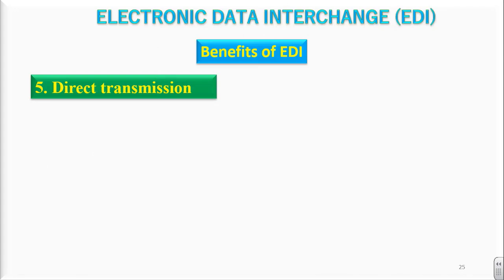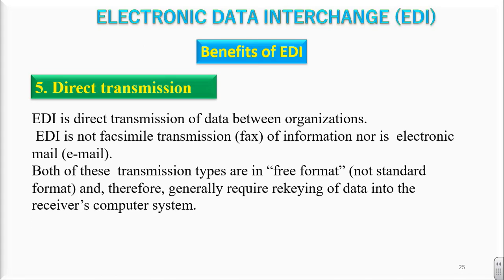Fifth benefit, direct transmission. EDI is direct transmission of data between organizations. EDI is not a fax. It is not a fax of information, nor is it electronic mail. Both of these transmission types are in free format, not standard format, and therefore generally require rekeying of data into the receiver computer's system. EDI is a direct transmission of data between organizations.